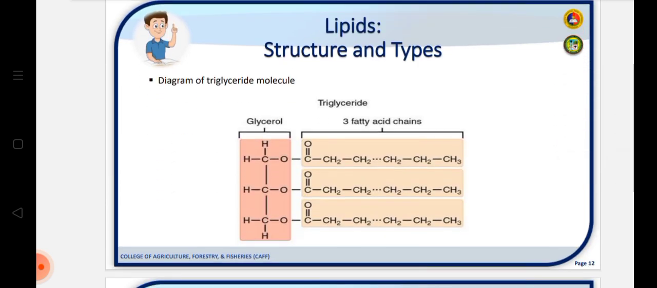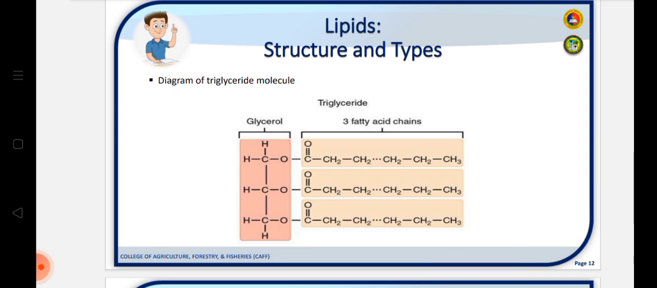Diagram of a triglyceride molecule. So now let's take a closer look at triglycerides, the most common form of lipids found in both plants and animals. These molecules are central to long-term energy storage and thermal insulation. A triglyceride is composed of one glycerol molecule bonded to three fatty acid chains. The glycerol backbone contains 3 carbon atoms, each linked to a hydroxyl group. These hydroxyl groups form ester bonds with the carboxyl ends of the fatty acids, resulting in a compact, energy-dense molecule.